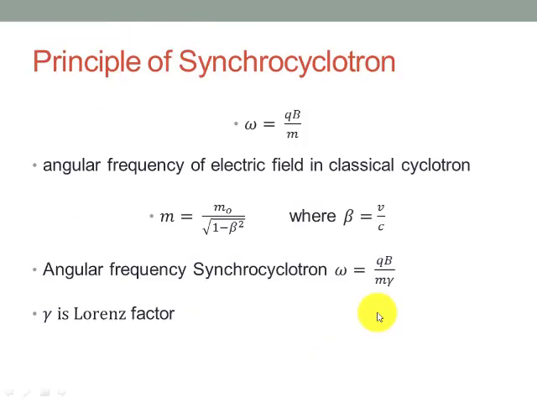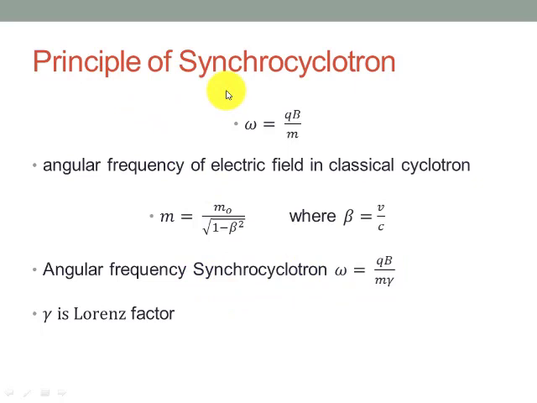Okay, the particle can be accelerated to higher speed in the synchrocyclotron. The principle of the synchrocyclotron can be explained with the limitation of the cyclotron, by the relation of the angular frequency and electric field in the classical cyclotron. The limiting factor was due to the mass. As the relativistic mass appears, to compensate for this effect, we will compensate the frequency, we will synchronize the frequency. That is the basic principle of the synchrocyclotron.